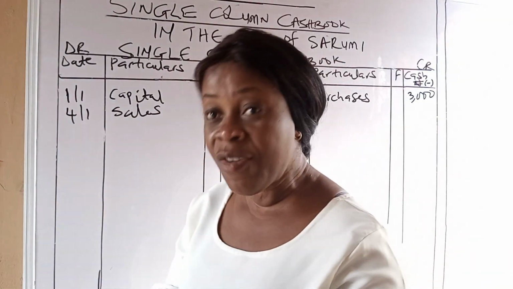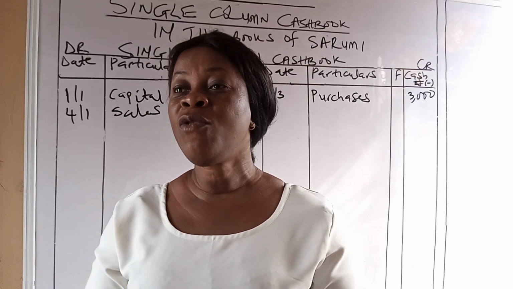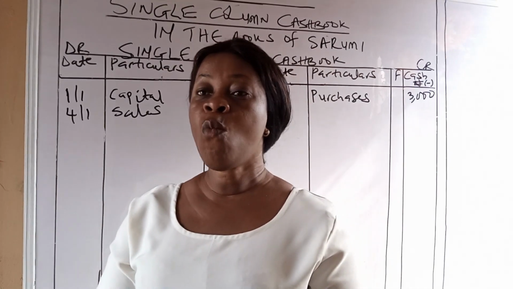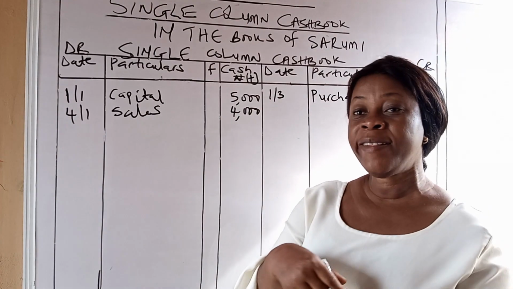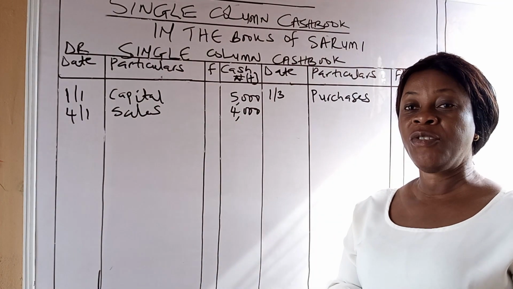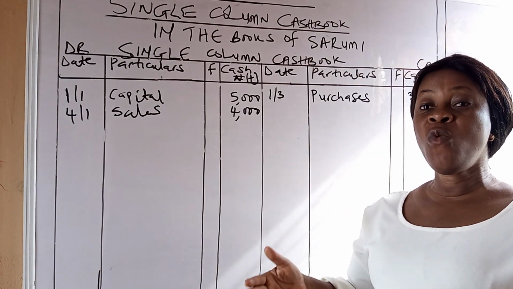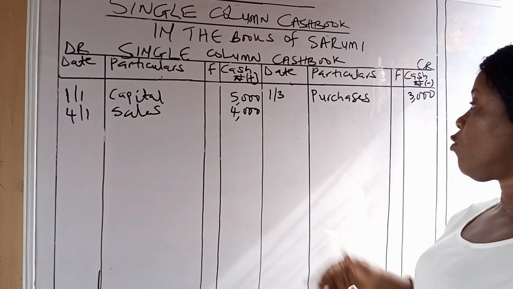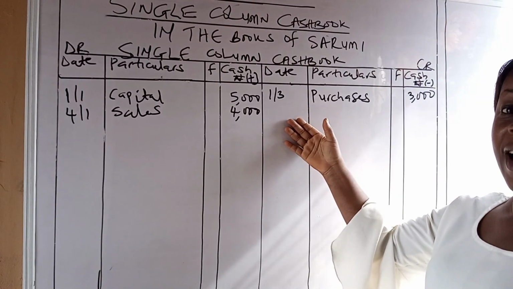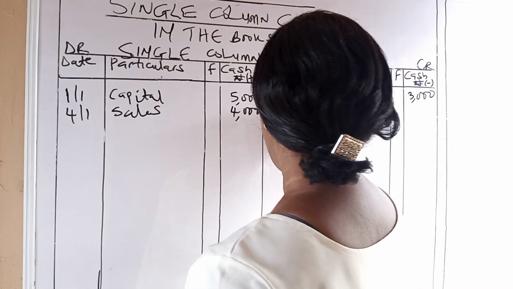Now the next transaction took place on the 7th of January. Paid wages by cash, 3,000 naira. Now whenever the organization pays money out, there will be an outflow of cash. So it means such a transaction will be credited. So it will be written on the right hand side, which happens to be the credit side of the cash book. So the date will be 7/1.